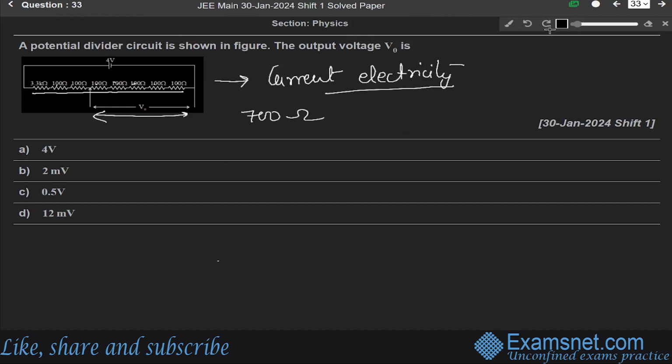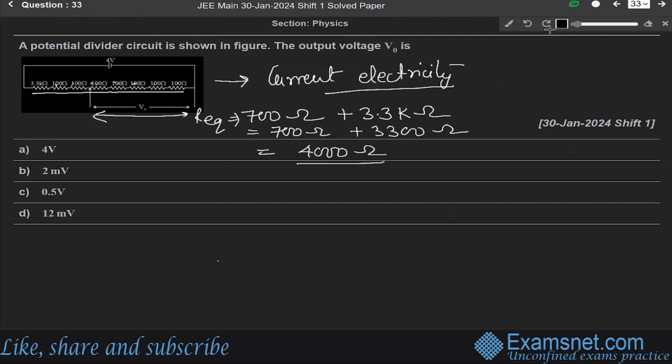1, 2, 3, 4, 5, 6, 7. 700 ohm plus 3.3 kilo ohm. R equivalent equals this, so it will be 700 ohm plus 3300 ohm, which is 4000 ohm. R equivalent of the circuit is 4000 ohm.